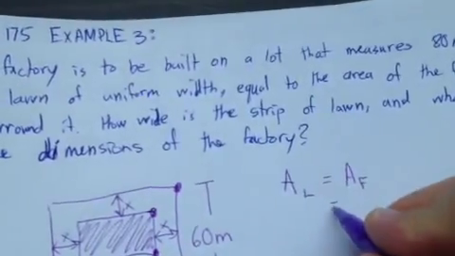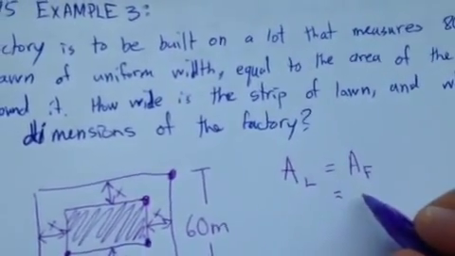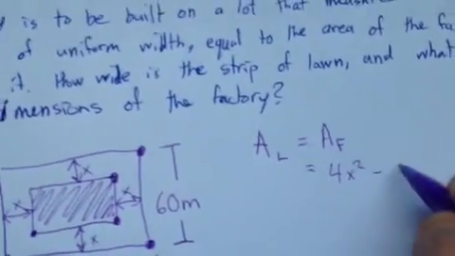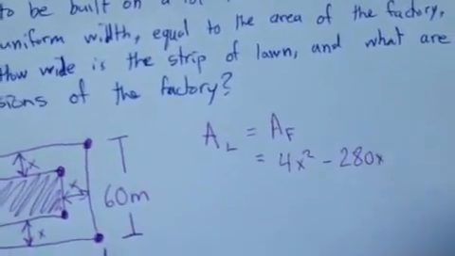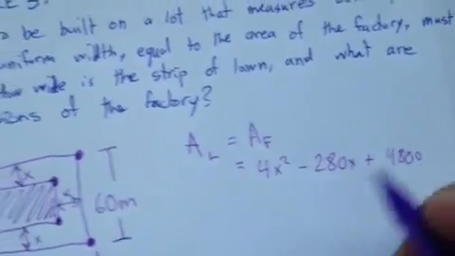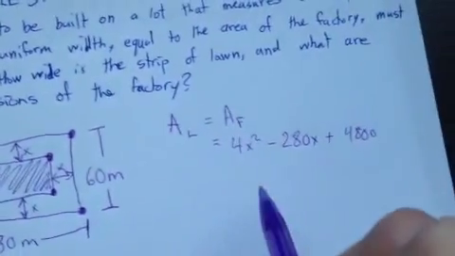And that's what I can plug in over here into our original formula, because remember, the whole thing was the area of the factory has to be equal to the area of the lawn. So this is 4x squared minus 280x plus 4800. Okay, and now I'm going to have to figure out the area of the lawn to put on this side so I can solve this thing.